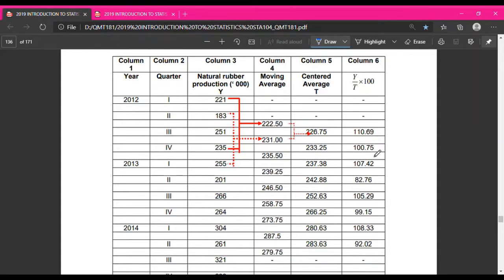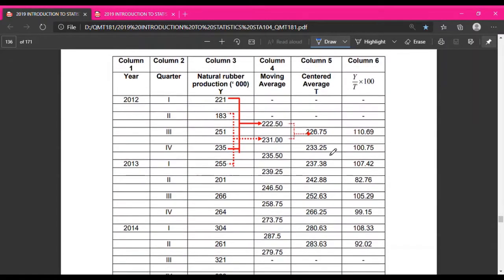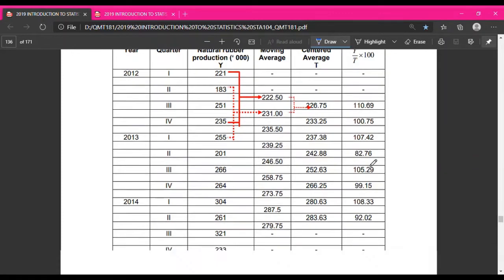Okay, this value pula, 235 divide dengan 233.25, you akan dapat 100.75. This one pula, 255 divide 237.38, you akan dapat 107.42. So you akan buat for every value yang ada nilai trend lah. Yang ni tak perlulah, yang ni tak adalah sebab kita tak boleh nak bahagi Y dengan T tak ada value, kan. So blankkan sahaja. So dapatkan ini.